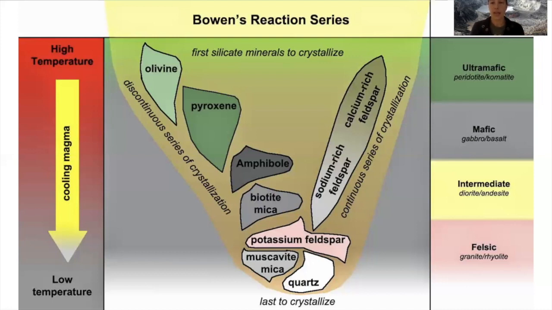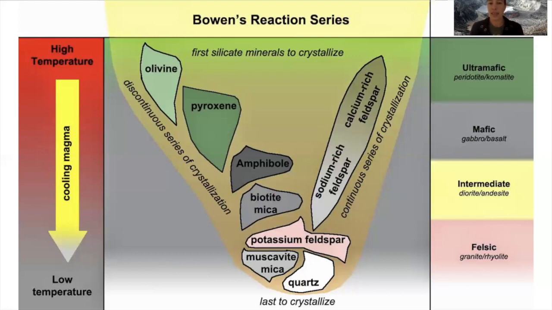If we look at the right-hand side of the diagram with the rock compositions, what you can see here are representations of what minerals we're actually going to see within those rock types. So the ultramafic rocks are going to be composed of olivine, pyroxene, calcium-rich feldspar, whereas when we get down to intermediate rocks, we'll be seeing sodium-rich feldspar mixed with amphibole and biotite. As we get to the felsic rocks, then we see a prevalence of quartz, potassium feldspar, and the muscovite mica.